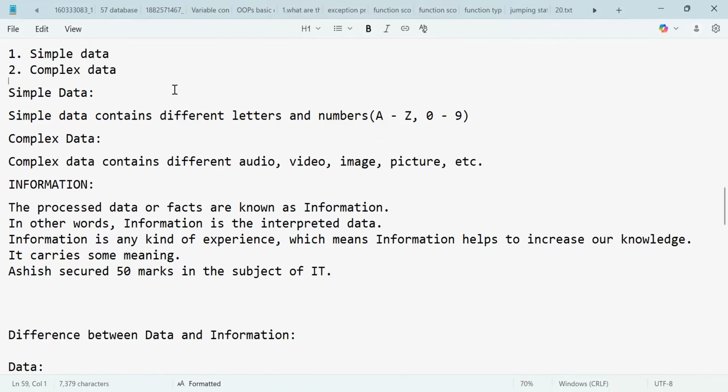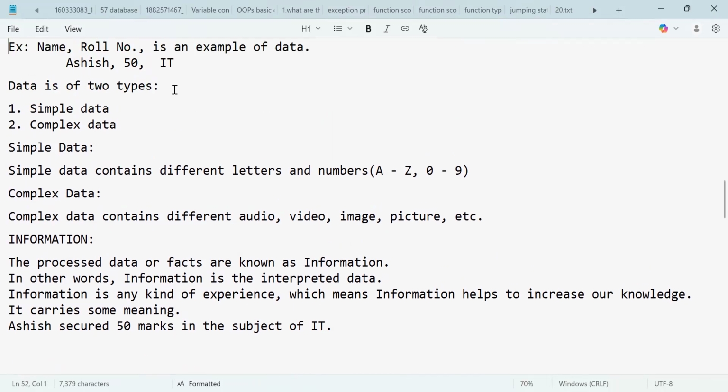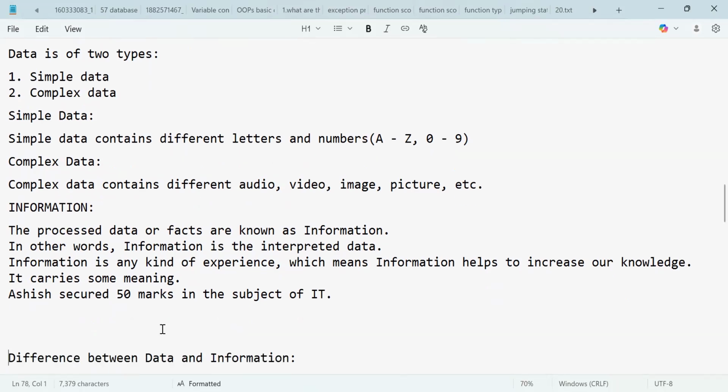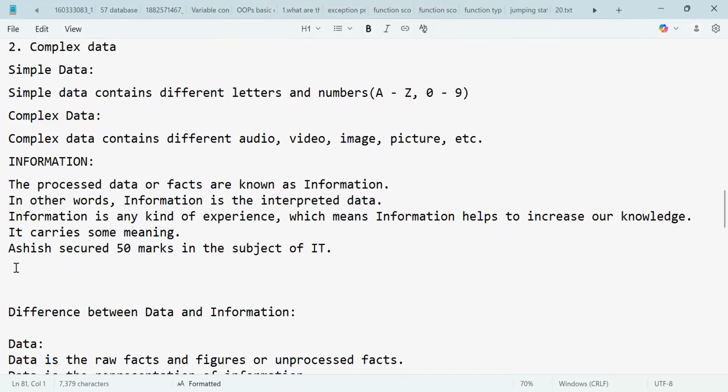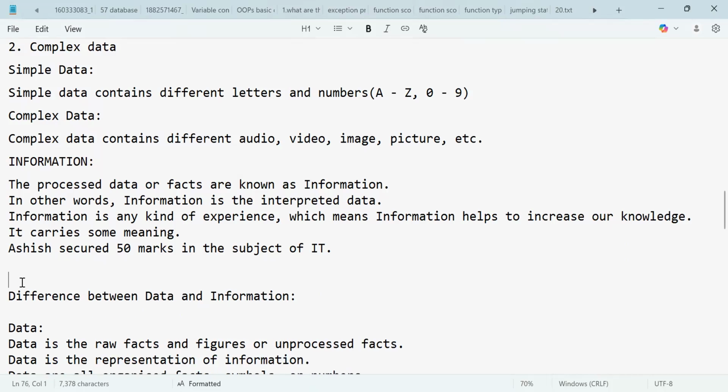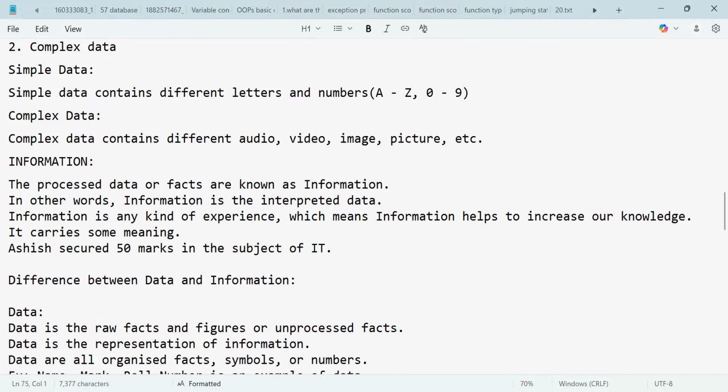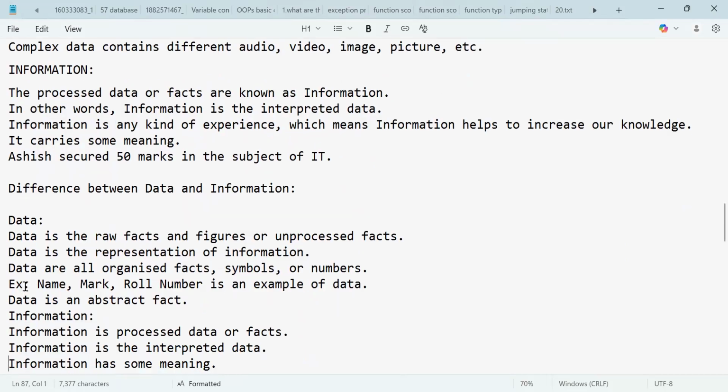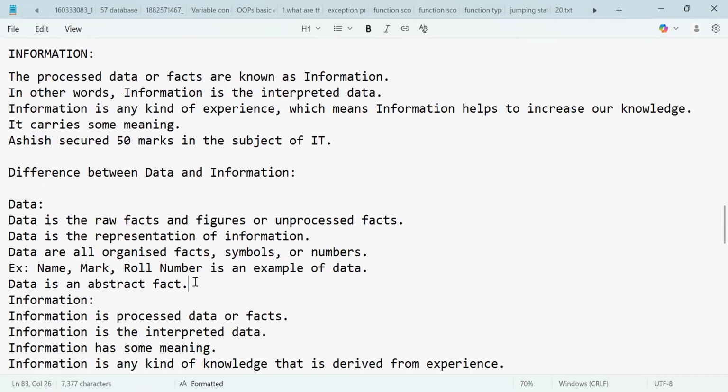Suppose I give an example: name, roll number, and IT. SS, 50, IT. What do you understand? Described in one sentence, SS secured 50 marks in the subject of IT. That is the information. One common question is the difference between data and information, so let me describe what is data and what is information.